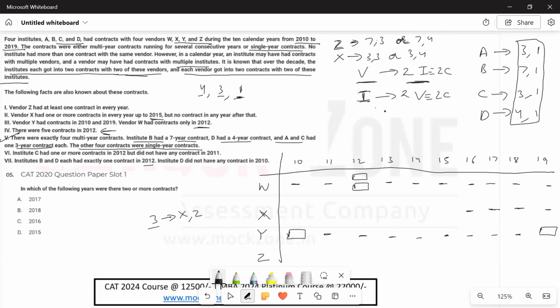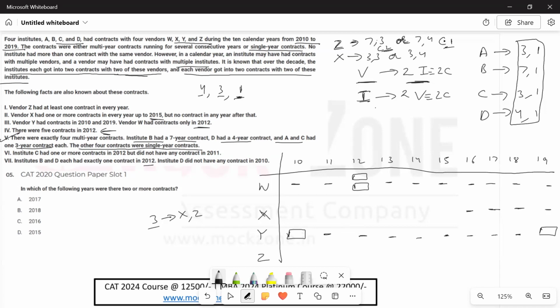right? So let us assume that this is case one, that Z has 7 and 4 years of contract, and this is case two, that Z has 7 and 3 years of contract. Okay, so let's look at case one first.